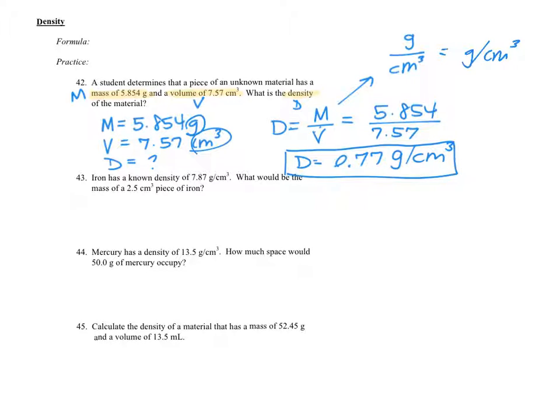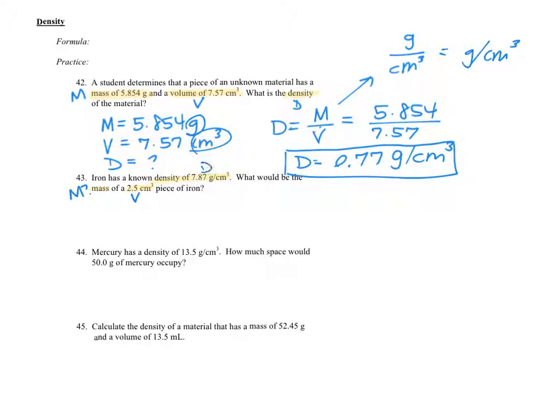So if we do the next problem: iron has a known density of 7.87 grams per centimeter cubed. What would be the mass of a 2.5 centimeter cubed piece of iron? So here's where you really have to read. If you were just trying to pull out the numbers, you might get confused here. The question is, what would be the mass? So you're actually solving for the m, for the mass, because 2.5 centimeters cubed is a volume unit. And what could happen is you could think that this volume unit is actually your mass, and you're going to get the wrong answer. So we're solving for the mass.